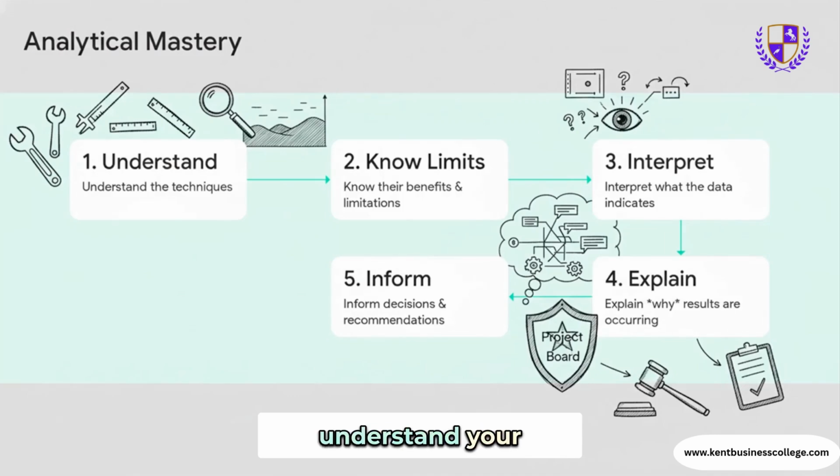Step 1, understand your techniques. You got to know what's in your toolkit. Step 2, know their benefits and limitations. I mean, you wouldn't use a fingerprint kit to analyze a footprint, right? Step 3, interpret what the data is telling you. This is where you spot the clues. But step 4, this one is huge. Explain why it's happening. And finally, step 5, use all that to inform decisions. You take your findings to the project board and give them the intel they need to act.